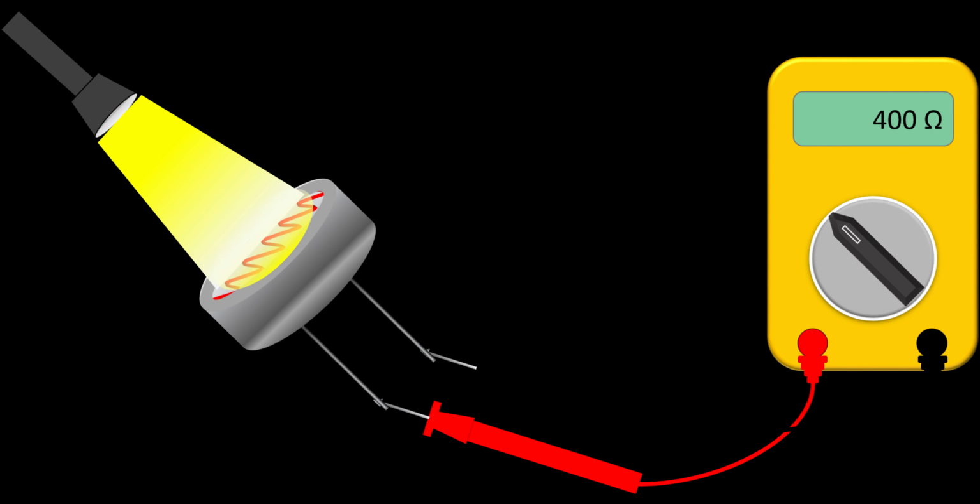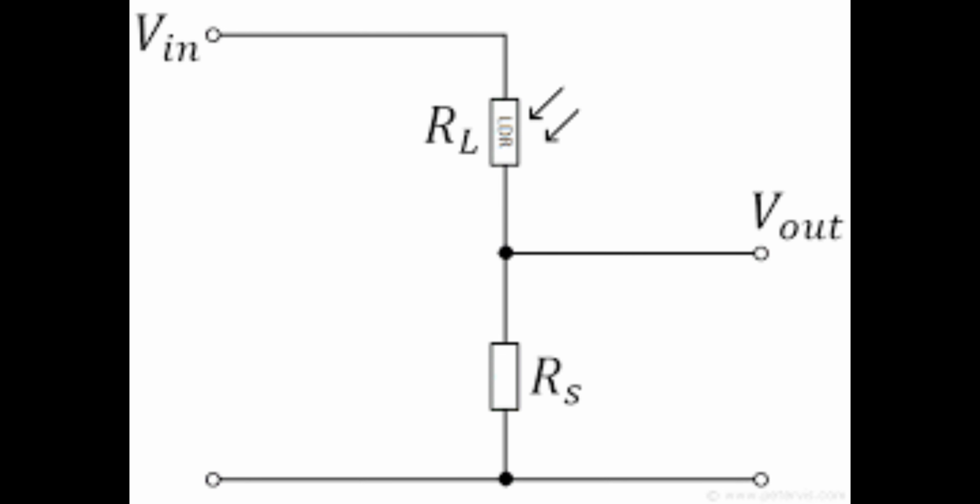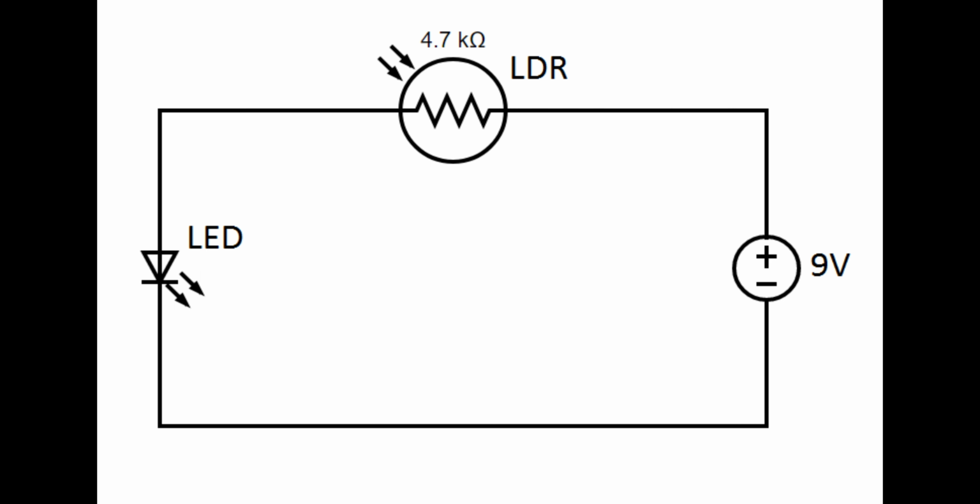When the light falling on an LDR is more, its resistance becomes very low, and when the light is less, well, the resistance of the LDR becomes very high. We can connect this LDR in a voltage divider along with another resistor and check the voltage drop across the LDR. This voltage can be calibrated to the amount of light falling on the LDR.